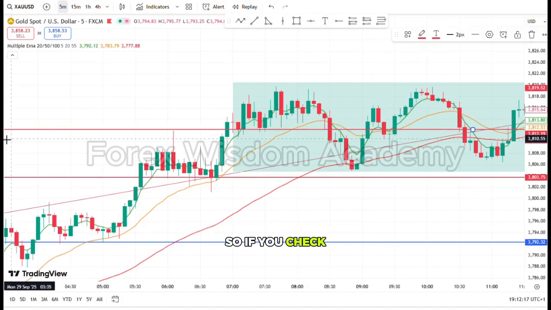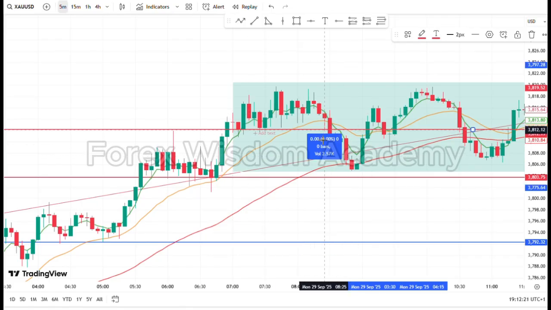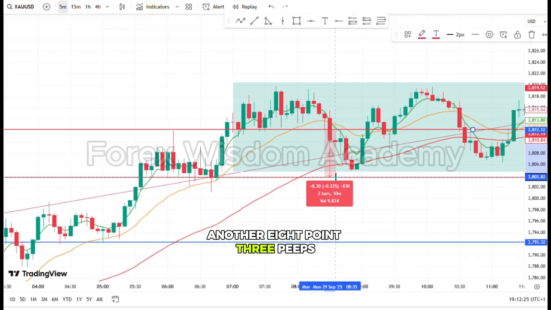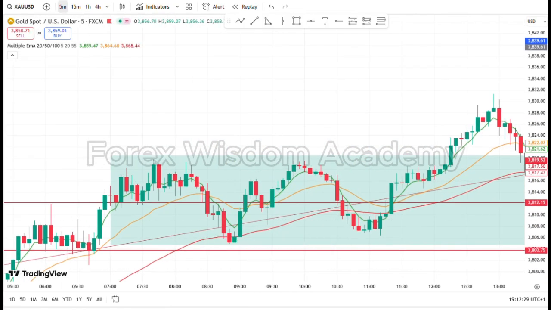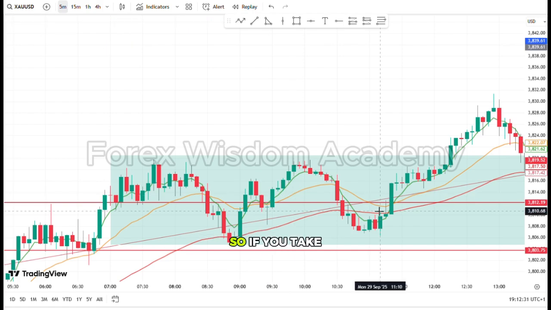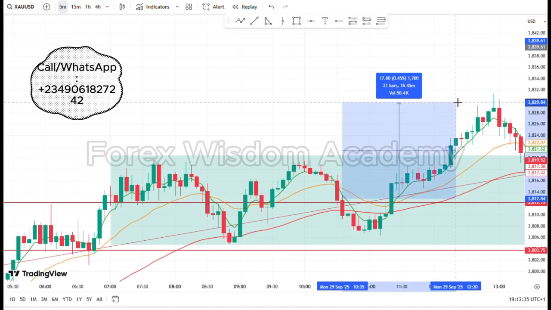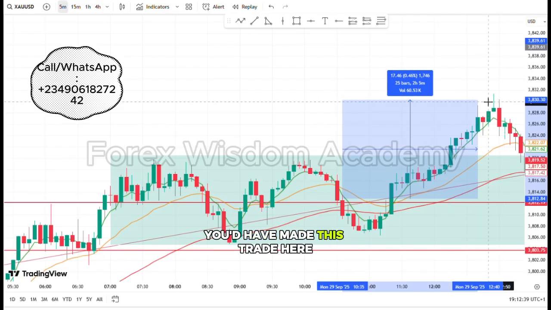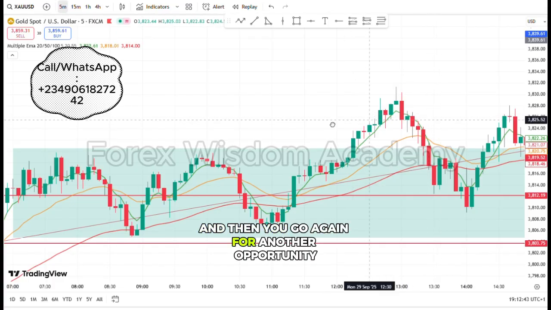So if you check, your stop loss is how many pips from here? That was about another 8.3 pips. It means your take profit should be around 16. So if you measure this now to this point here, this is 16 or 17. So you'd have made this trade here. You'd have made your profits here, and then you go again for another opportunity.